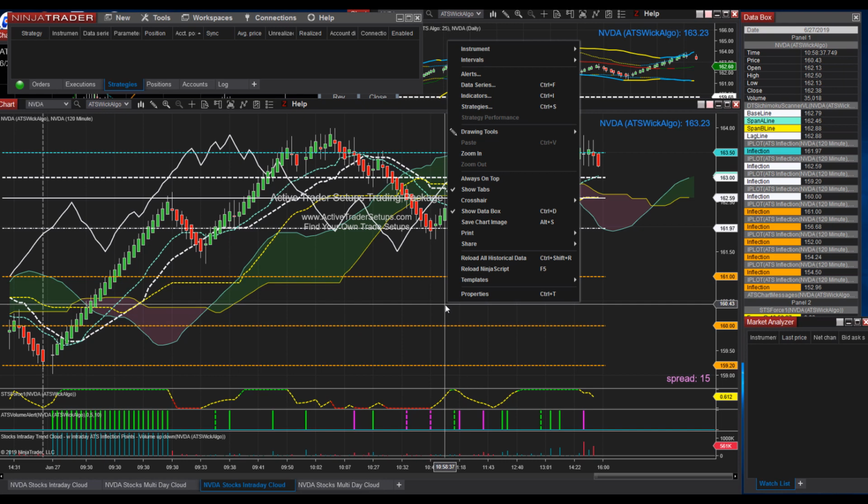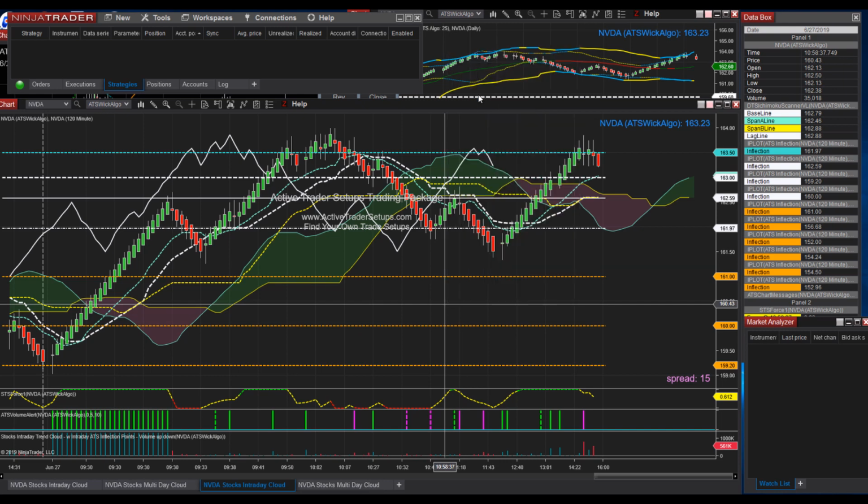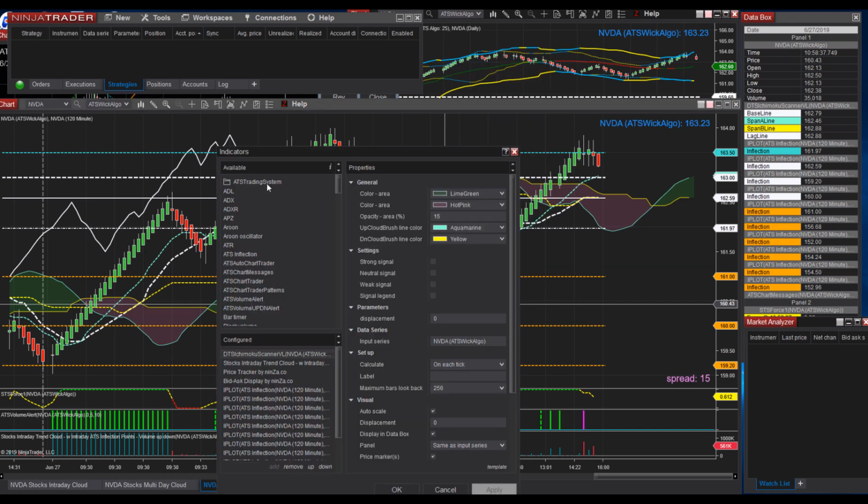Now, I'm going to go in, and the only thing I want to modify is, first I'm going to look in our ATS Trading System folder. And we have two sets of indicators. There's a lot of indicators in this folder that are used for different reasons all around our charting package. And then there's a group of indicators that's ATS Inflection all the way down to ATS Volume up and down. A lot of different indicators in here. We keep those grouped together by name.